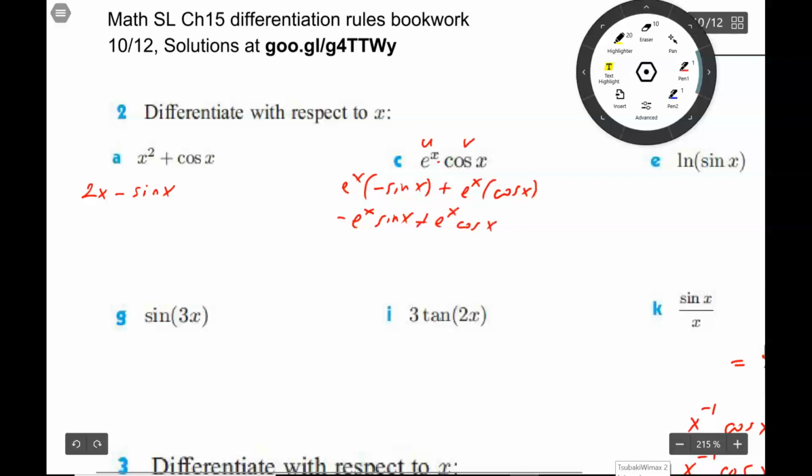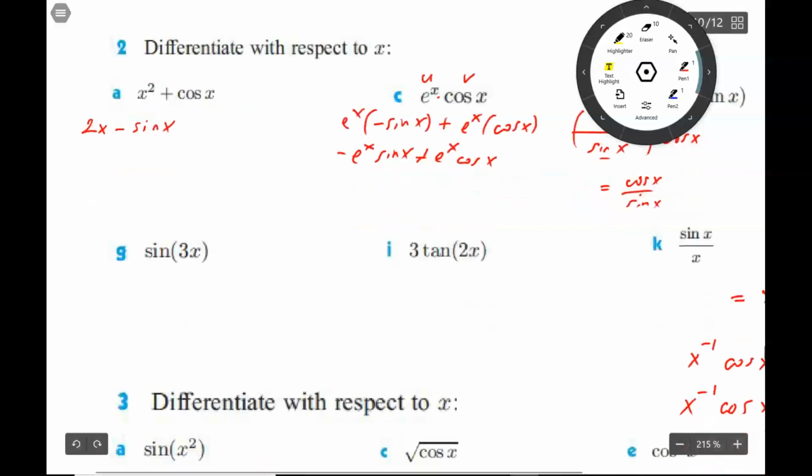Next one, natural log of sine x. This will be chain rule, right? The outside function is natural log and the inside function is sine x. So the first thing we're going to do is take the derivative of the outside function, which is natural log, which is 1 over the something. So natural log of something is 1 over the something, being sine of x. And then you multiply the whole thing times the chain rule of the inside, that's the something, so that would be cosine x, right? The derivative of sine x is cosine x. And then if we simplified that a little bit, it would be cosine x divided by sine x, also known as 1 over tangent of x, but you could just leave it like this.